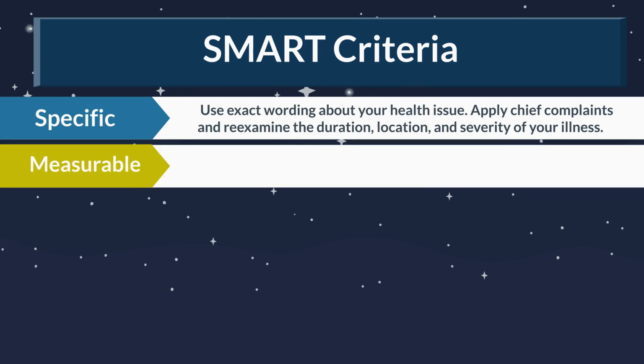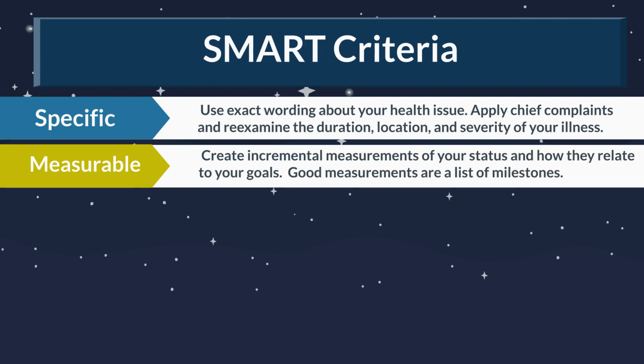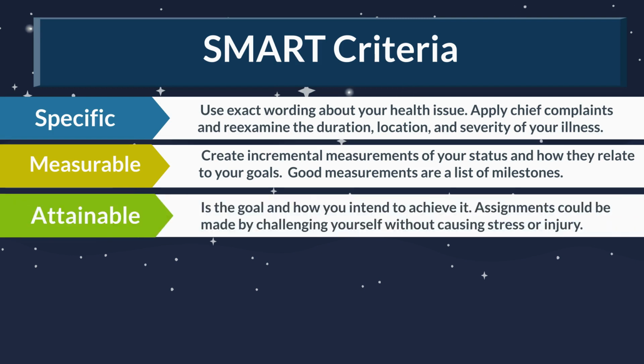Make your plan measurable from the already established information about your health condition. Create incremental measurements of your status and how they relate to your goals. Good measurements could also be seen as a list of milestones. Make your treatment plan attainable, which is a realistic goal in how you intend to achieve it. Assignments could be made by challenging yourself without causing stress or injury.